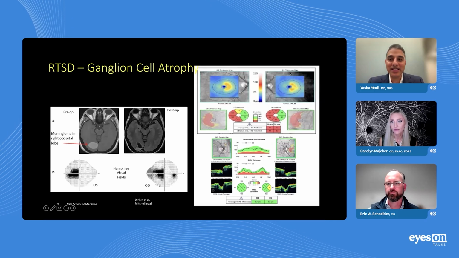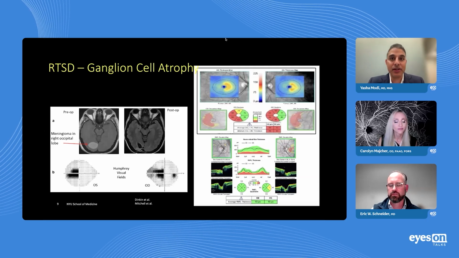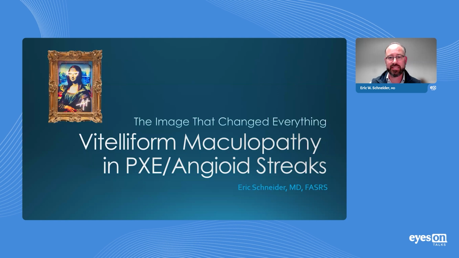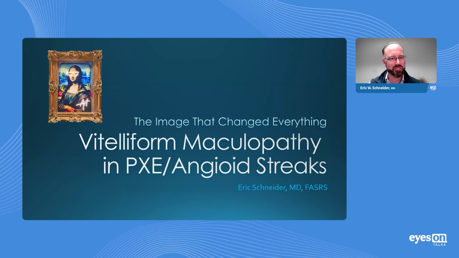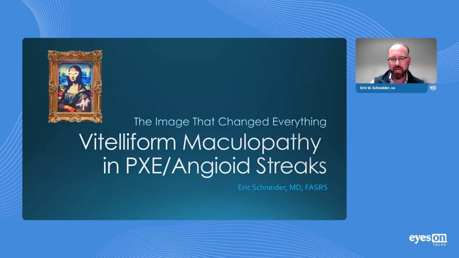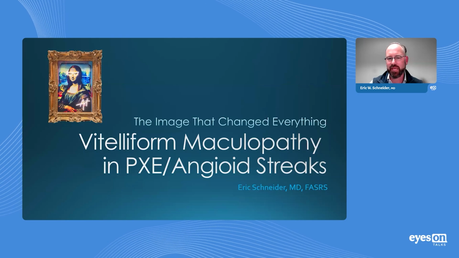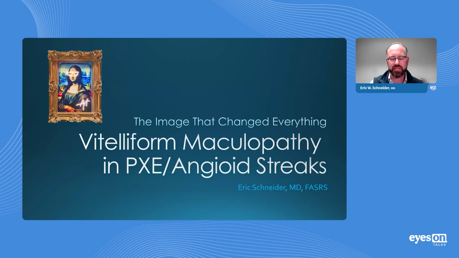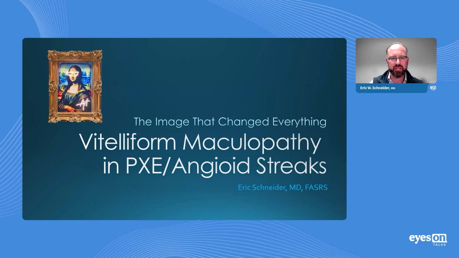With that said, let's keep it going, and we're going to move on to Eric, who's going to present another really interesting retina case. Those were two very interesting cases, which I think nicely integrated our glaucoma and retina focus here. Unfortunately, I'm going to turn just to retina here, and we'll look at a case of vitelliform maculopathy in a patient with pseudoxanthoma elasticum and angioid streaks. And I think there's an image here that really changes everything in making this diagnosis and in particular important management decisions.